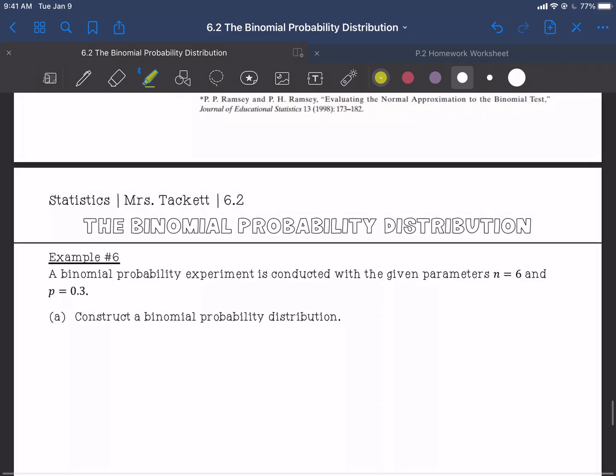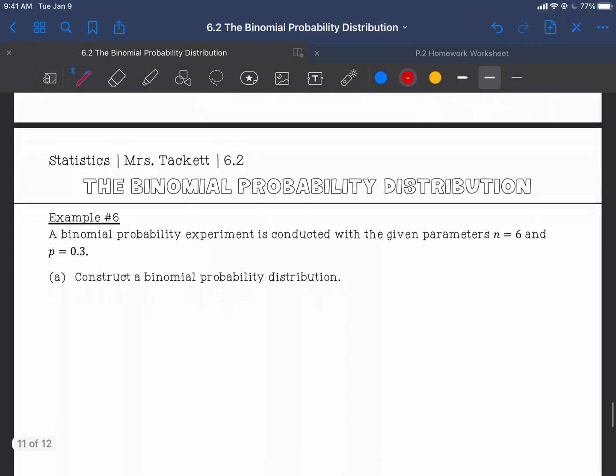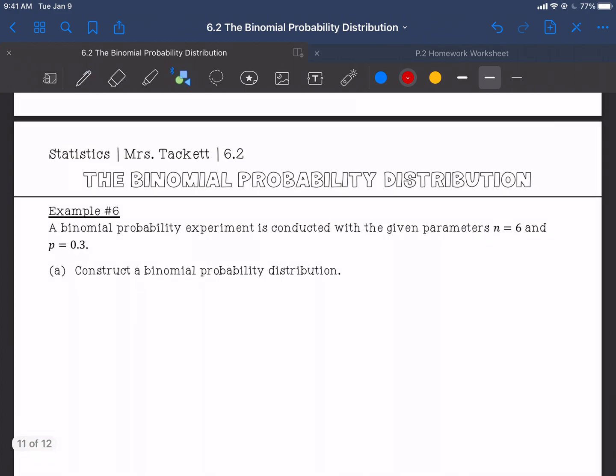All right, and example 6 here, which is our last example. Part A, well, first of all, a binomial probability experiment is conducted with the given parameters n equals 6 and p equals 0.3. Part A says to construct a binomial probability distribution. Okay, well, that's where we have x and p of x.